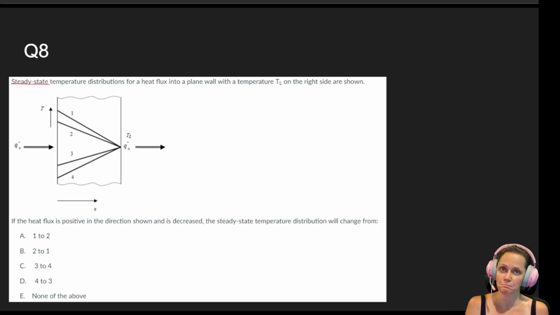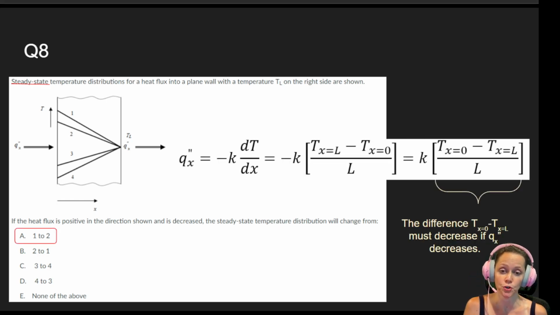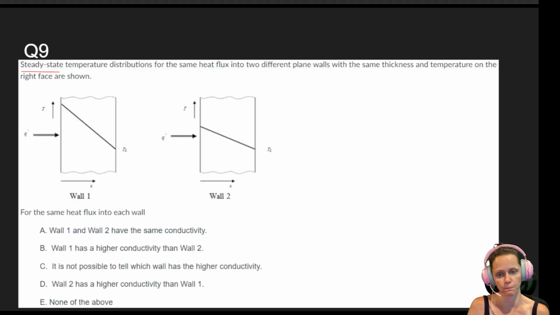Question 8, really the same question. Again, the heat flux is positive, so only A and B are possibilities. And since your heat flux has decreased, that means your temperature gradient has to have decreased, and so it's going from 1 to 2.